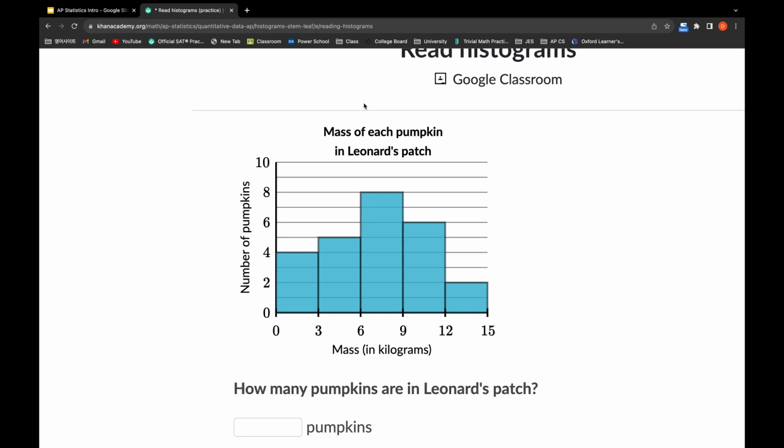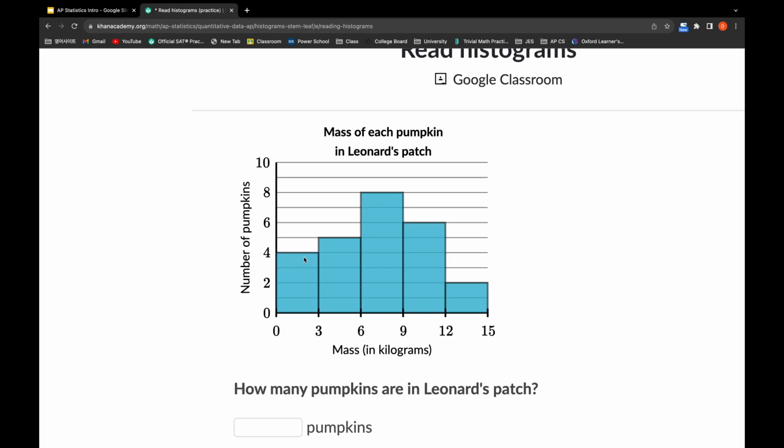It says mass of each pumpkin in Leonard's patch. And below here is mass, and the vertical part of the graph is number of pumpkins. How many pumpkins are in Leonard's patch? Well, for this question, you don't really have to care about the range of the mass. You just have to count the total number of pumpkins.